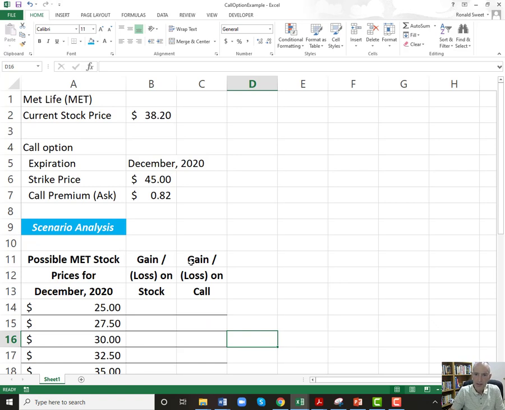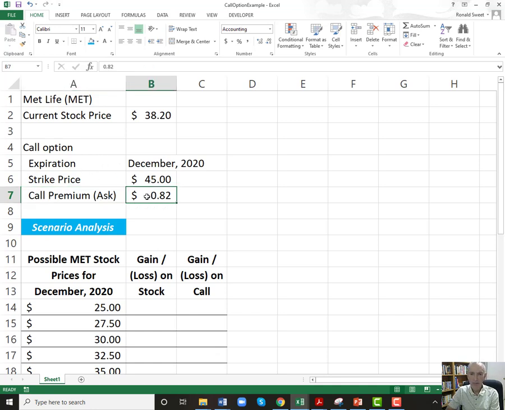Okay, so here's MetLife. Their current stock price is $38.20. The call option, expiration December. Remember, we did a strike at 45. We could have done a strike at 50 or any other number that's available. They usually go in round lots of $5. And the call premium, remember, we used a higher amount, which is the ask, so 82 cents.